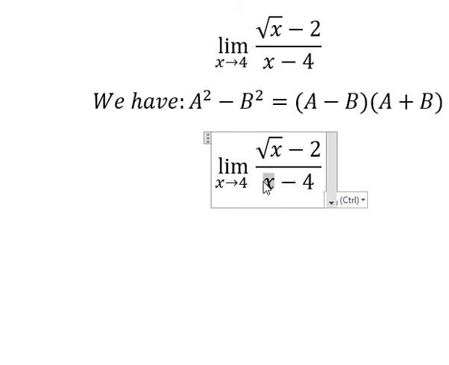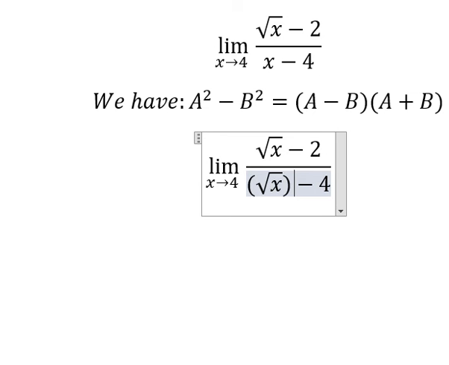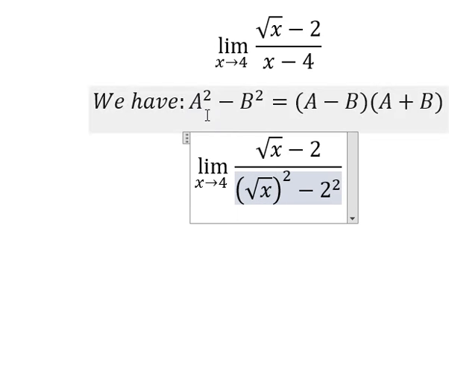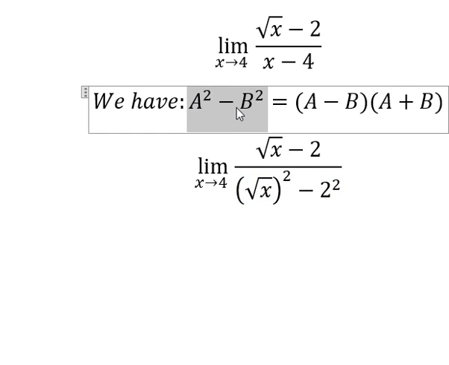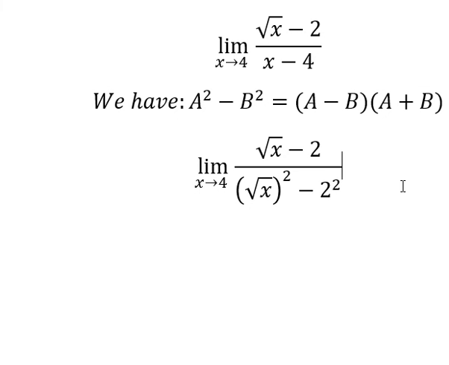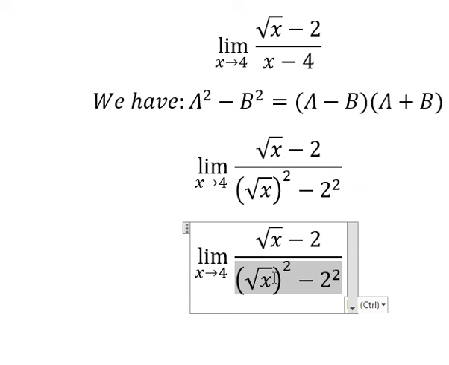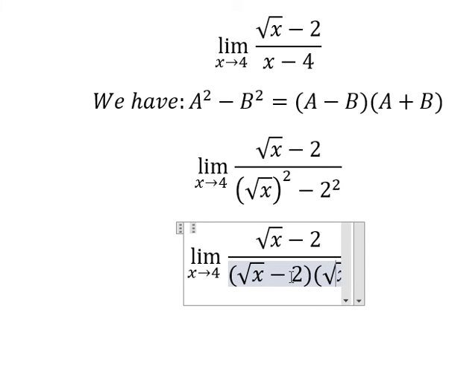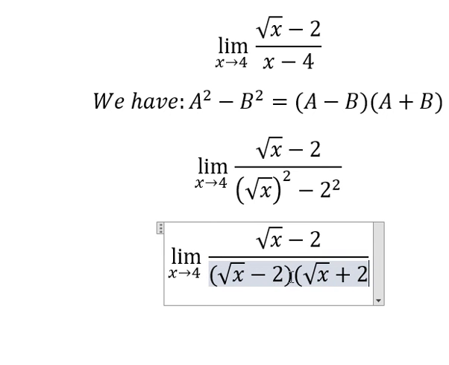So about s, that is about the square root of s to the power of 2. Number 4, that's about 2 square. Now we can apply the formula in here. And you got the square root of s minus number 2 and the square root of s plus number 2.